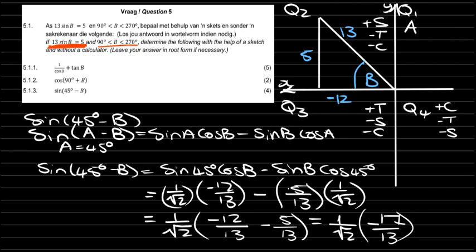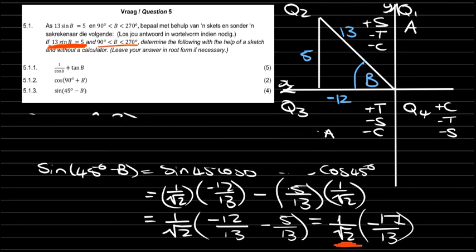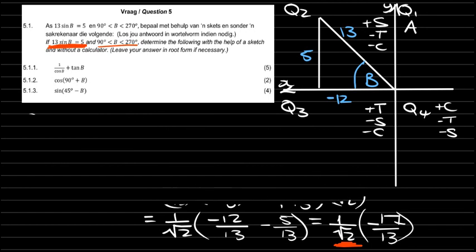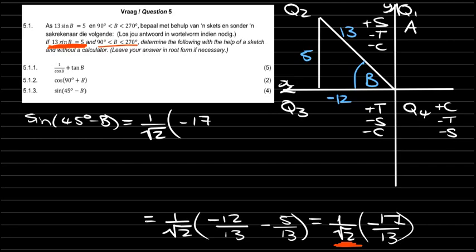Okay, so we are not entirely done. Like I said in a previous video, in maths we generally don't like a radical in the denominator, so this needs to be normalized. Let us do the normalization quickly. Sine of 45 degrees minus B equals 1 over square root of 2 times minus 17 over 13.